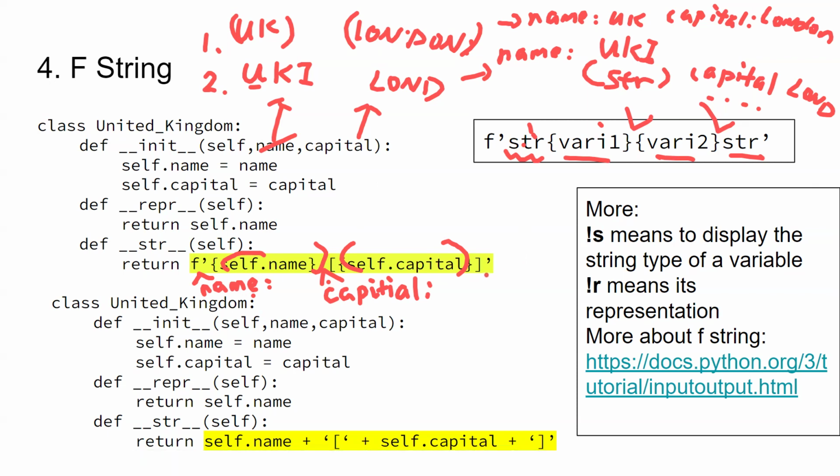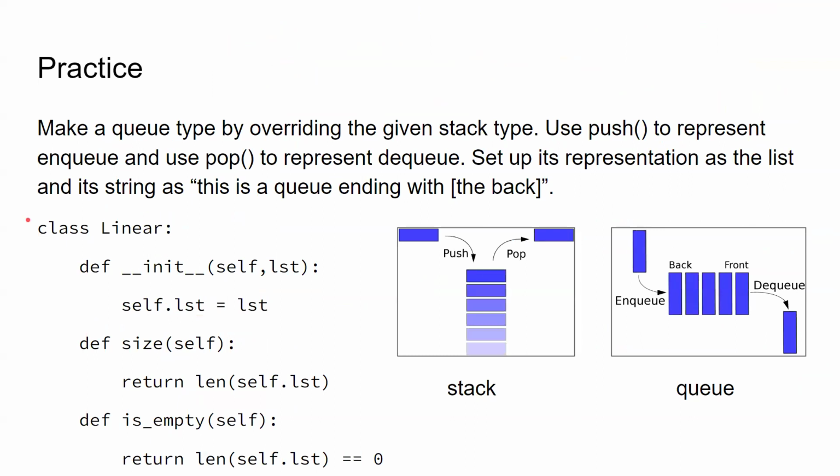Okay, on the next page we are doing the practice about inheritance and polymorphism. I have a base class called Linear. Linear is defined with initialization, size and empty. They are already created. And then all you have to do is use code to create a class called Stack and a class called Queue. I remember that the linear structure of a stack is LIFO, last in, first out. And for a queue, it is FIFO, first in, first out.